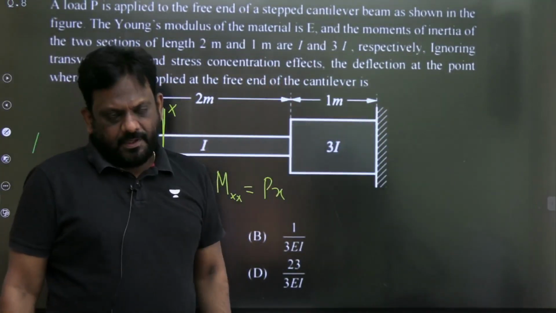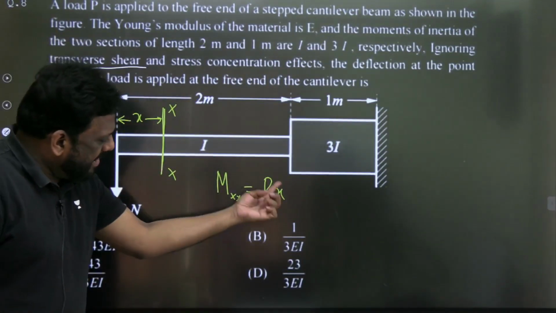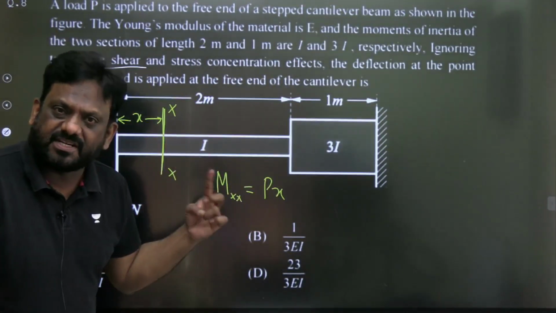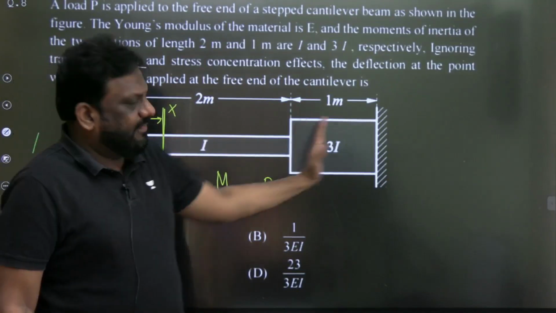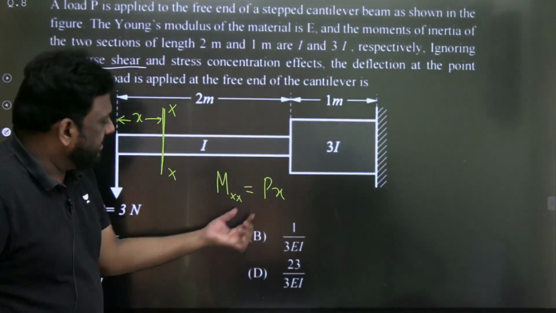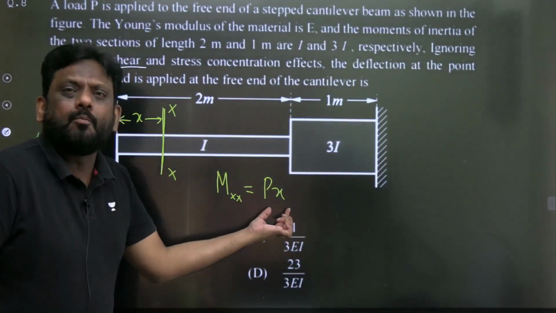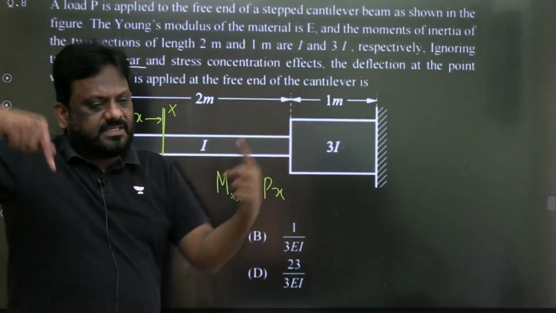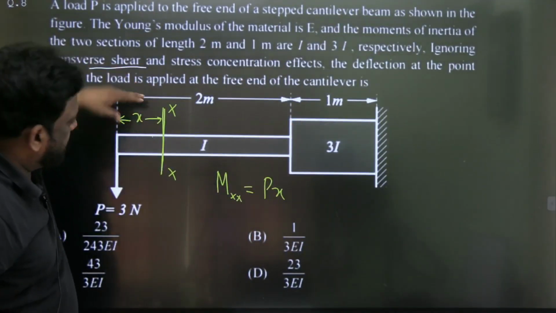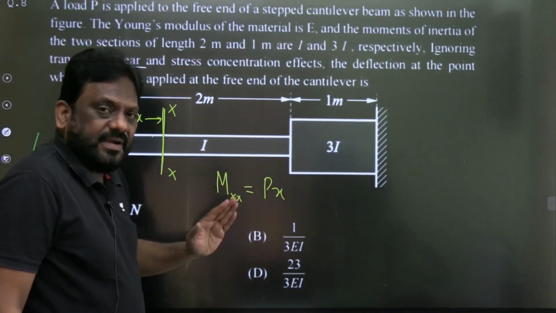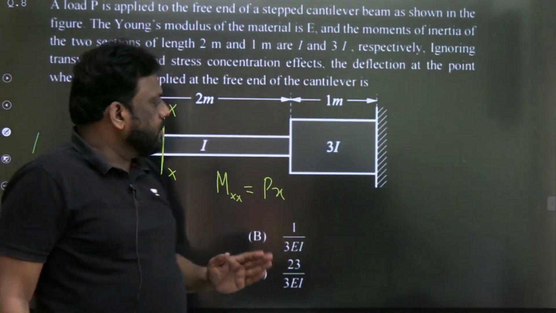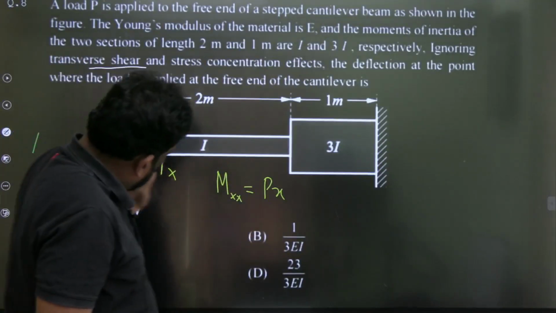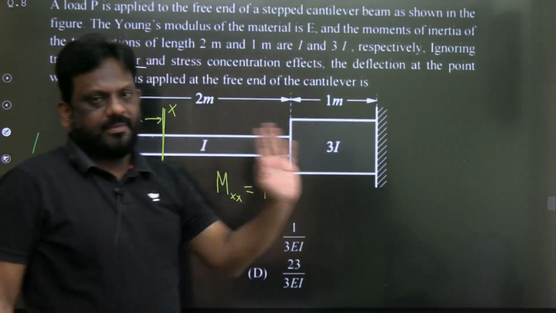So that's why the same bending moment equation can be extended throughout the length. There is no moment of inertia in this, it is simply a moment. Moment is force into perpendicular distance. So there is a force, there is a perpendicular distance. Therefore the same bending moment equation can be extended throughout the length, and I can use this equation throughout the length of the beam. So there is no problem at all.